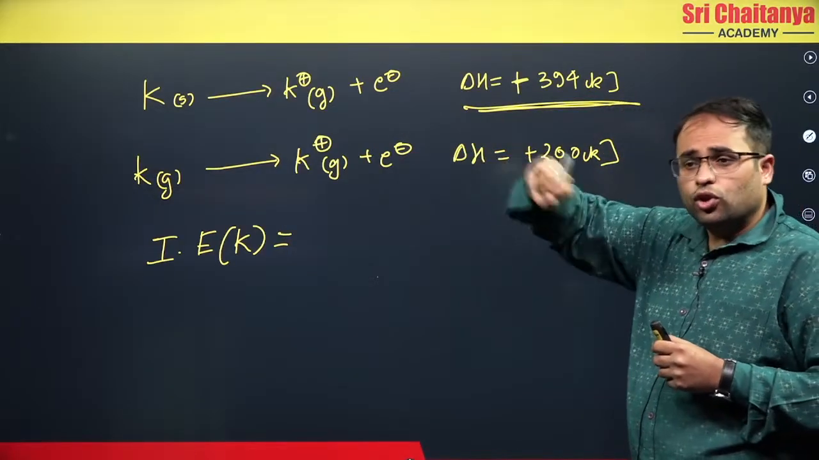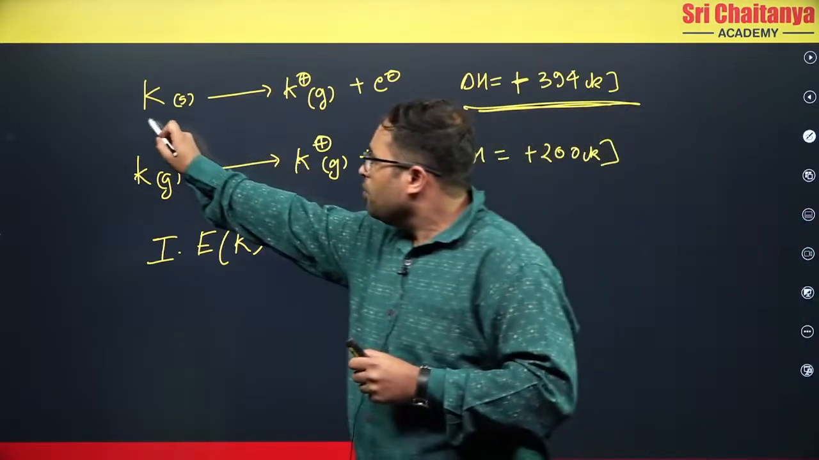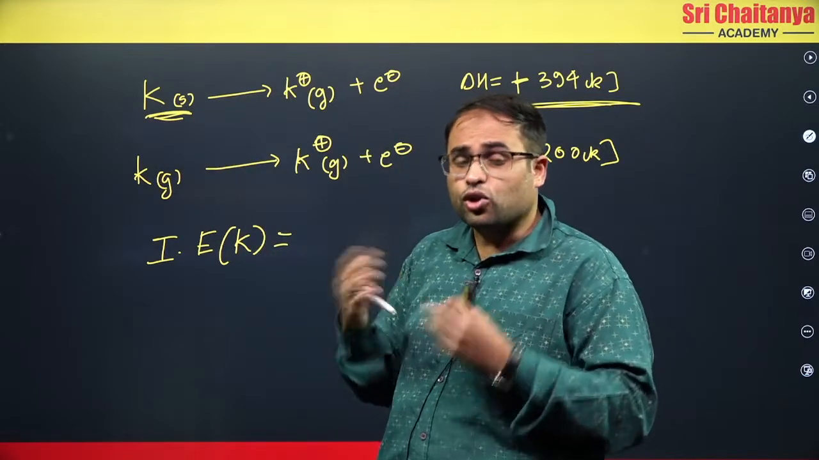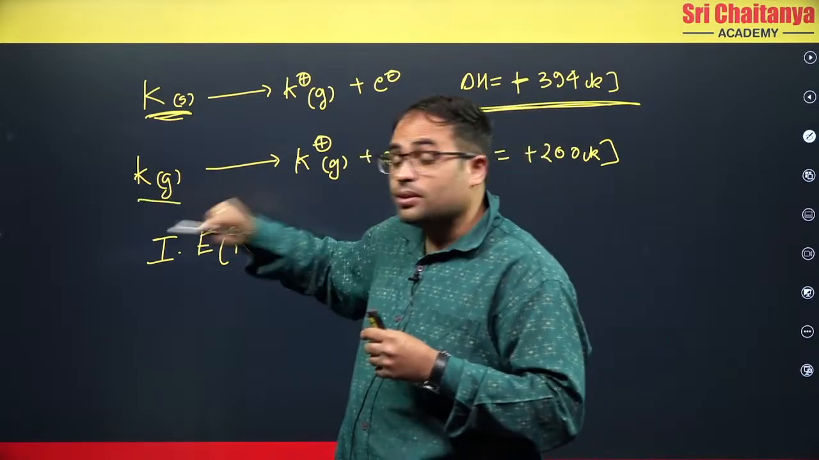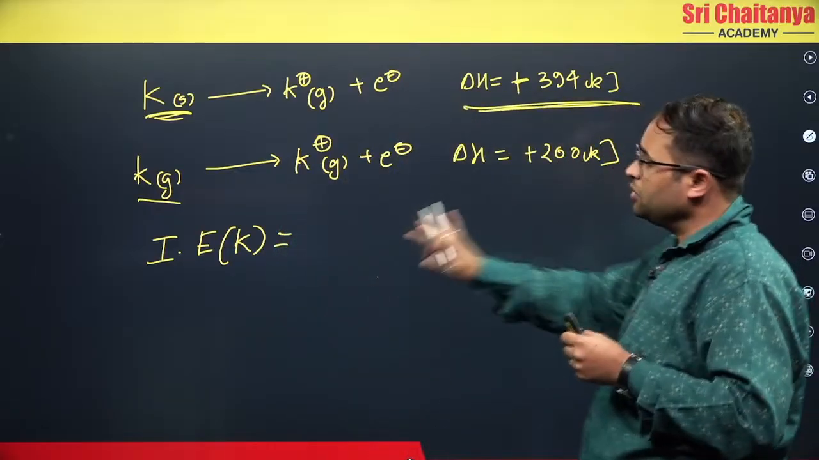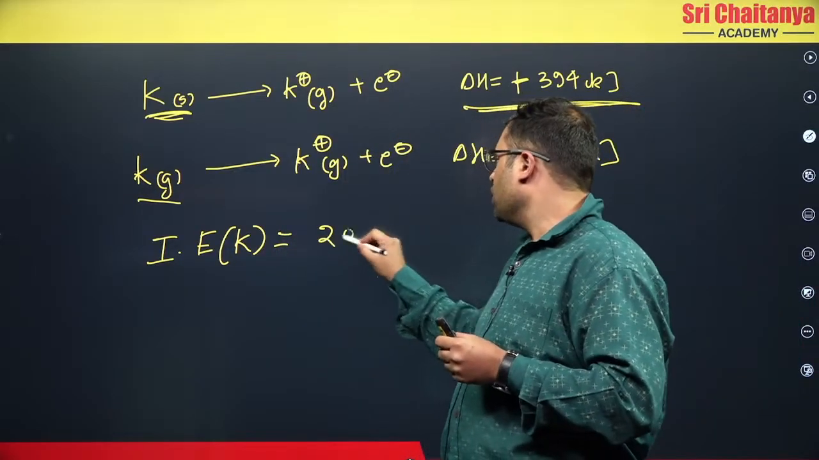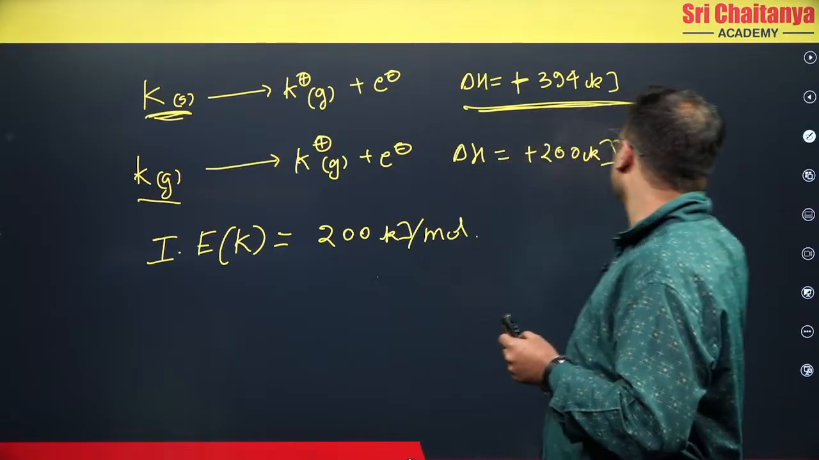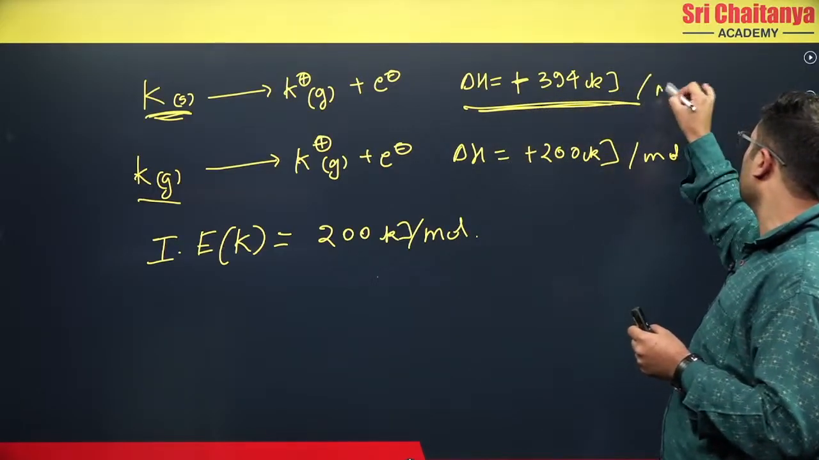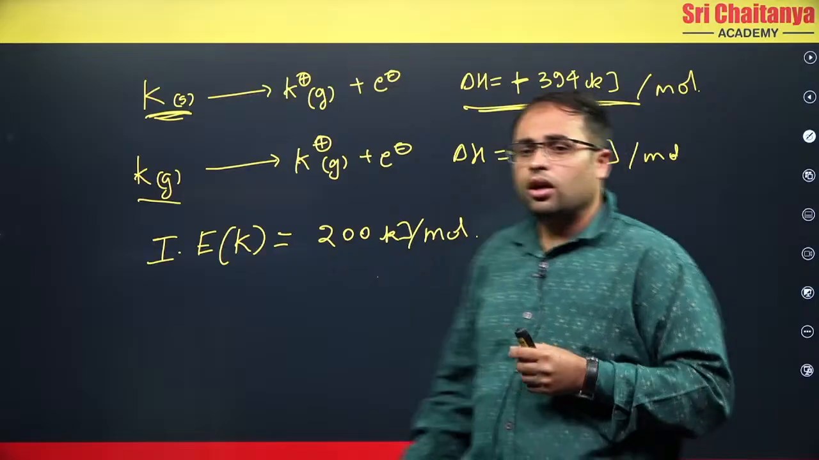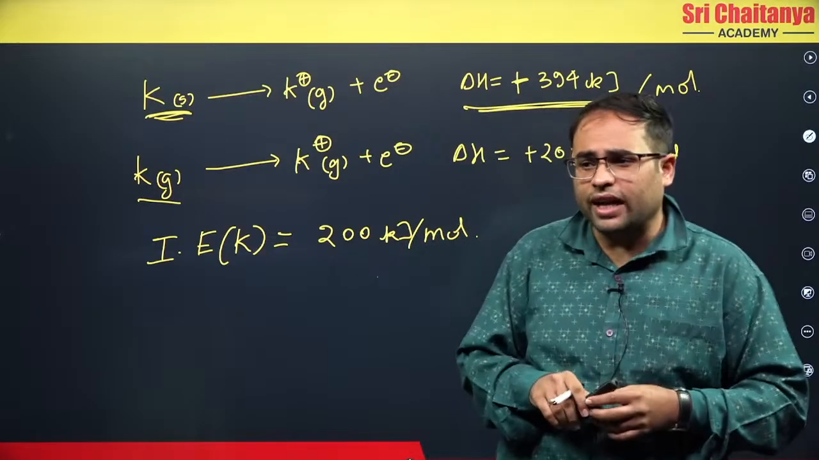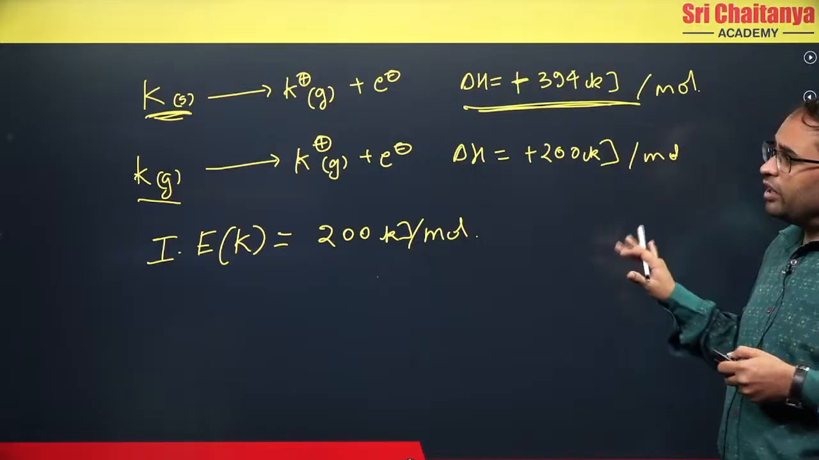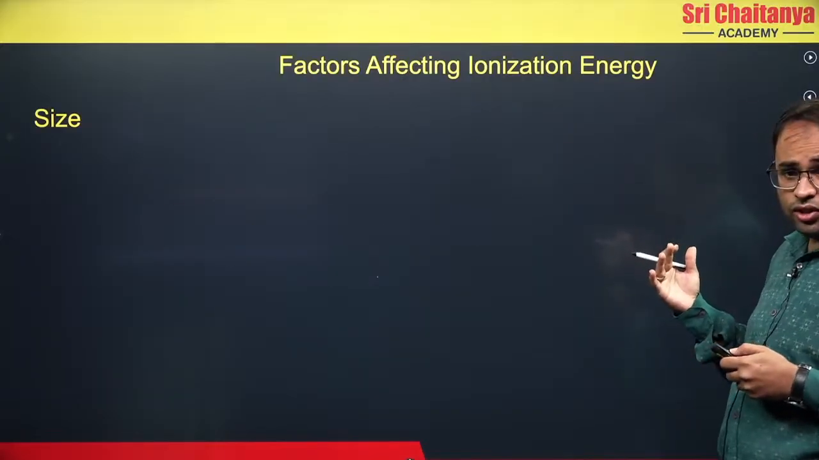Is it this? No. Why is it not this? Because this is a solid atom. It is solid. But this is most surely ionization energy. So the ionization energy of potassium will be 200 kilojoules per mole. Sorry, here put per mole. Right. So remember, it has to be an isolated gaseous atom. Right. So after you have understood this, what is ionization energy?